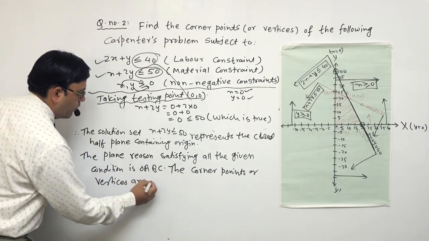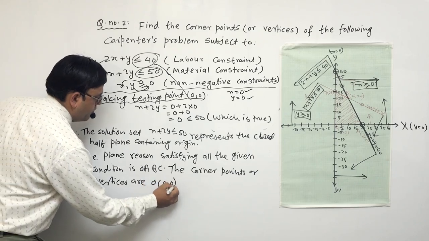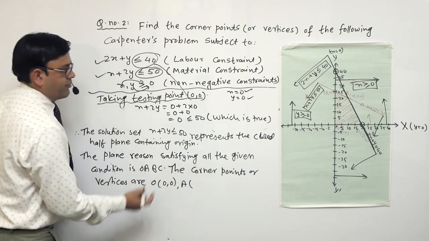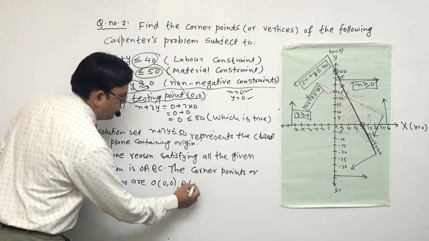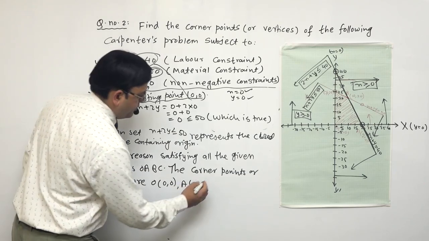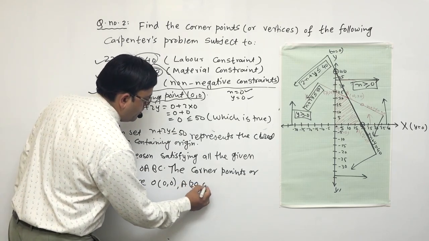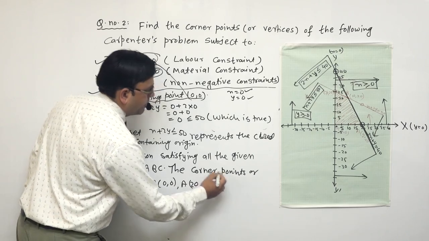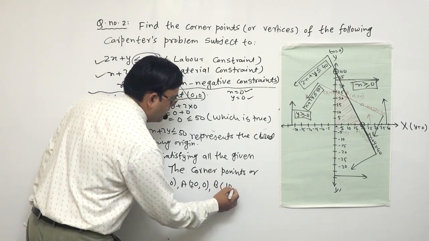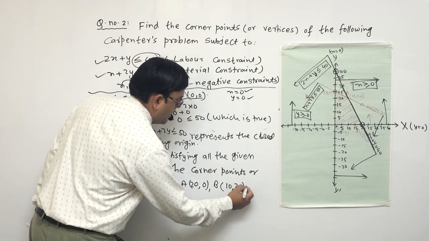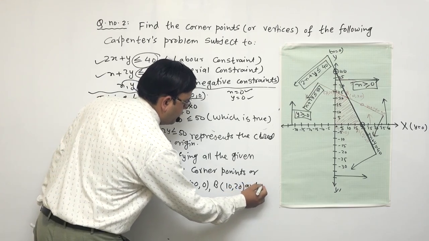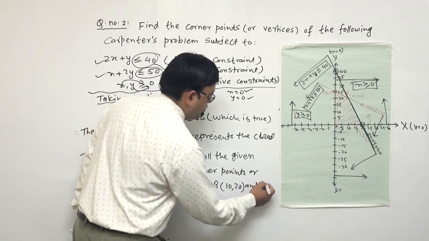are O (0, 0), A (20, 0), and then B we have (10, 20), and C (0, 25).